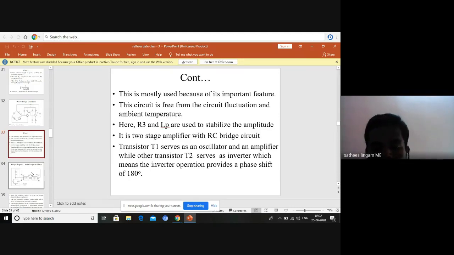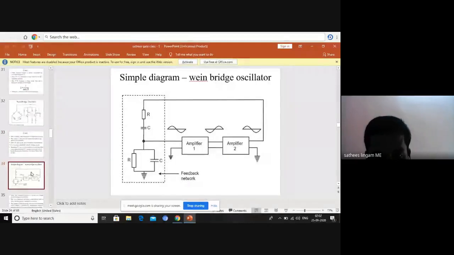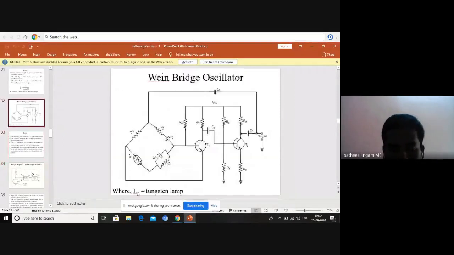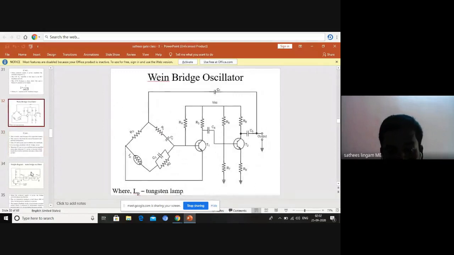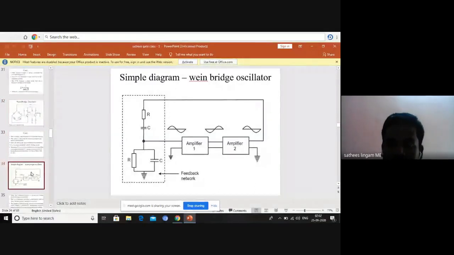While the other transistor T2 serves as an inverter, which means the inverter operation provides a phase shift of 180 degrees. See the common procedure. You see here that the RC is the feedback network. This is the simple diagram, you can take it as an equivalent diagram. Okay, this is the equivalent diagram of the Wien bridge oscillator.